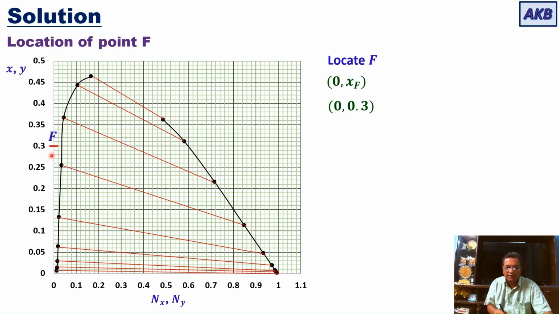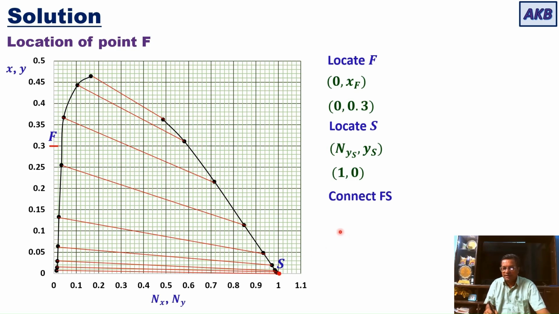So point F will be located in this way, and then we will locate S. S will be located with the coordinates nys, ys. nys is 1 because you are using pure solvent, and ys is 0. So point S will be located at 1, 0. So 1, 0, it is over here. This will be point S. After locating point F and point S, the next task is to connect these 2 points. Connect F and S with a straight line. In this way, you get this line FS.